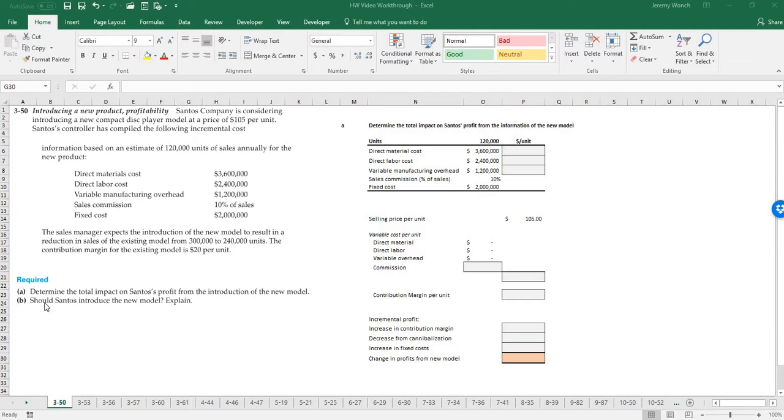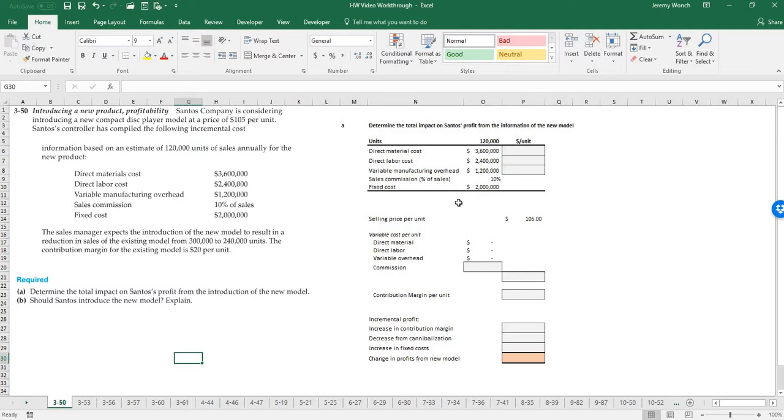The first part asks us to determine the total impact on Santos's profit for introducing the new model. We have a scenario where we expect to make a profit on this new one, but we also expect to lose a little bit of profit on the existing units. We've got to figure out, is this a good deal or not? We have this template set up, and I pulled some of this existing data over here into Excel so we can actually use the numbers.